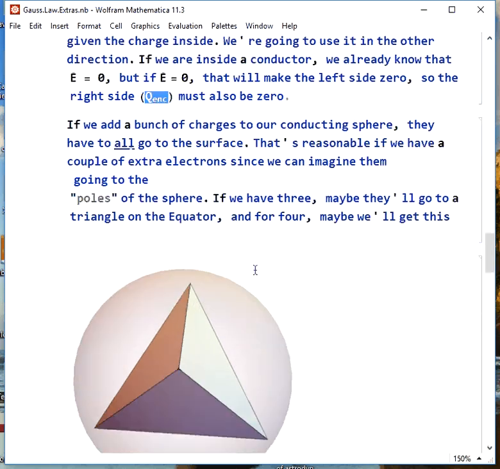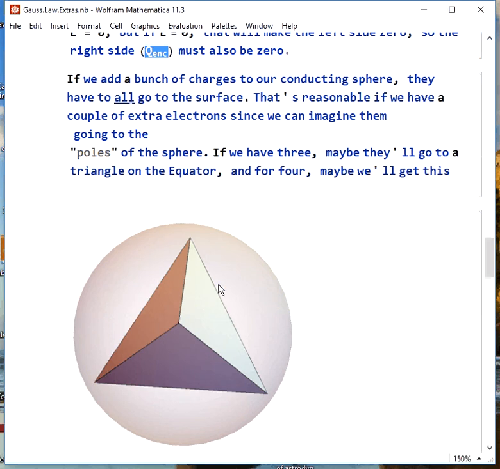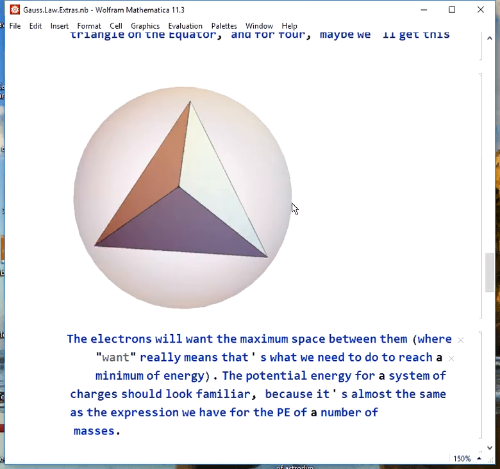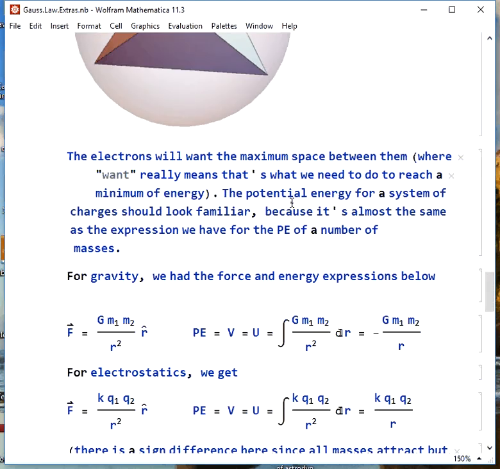Now, it would be easy enough to accept this if we were talking about a couple of extra electrons, because then we could say, well, all right, one will go to the North Pole, one will go to the South Pole. They'll be as far away from each other as they can be. If we have 3, we could put a triangle of them somewhere like the equator. For 4, maybe we'd have a tetrahedron shape on the sphere. The electrons want to get as far away from each other as possible, and what want really means is they want to get to a minimum of energy.